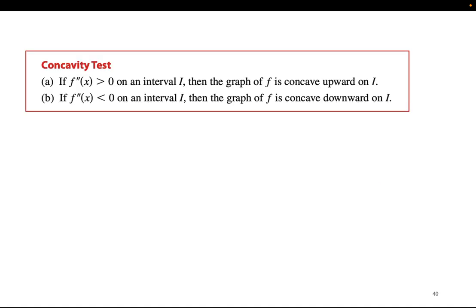So here's our concavity test. If f double prime is positive on the interval, then it's concave up. If f double prime is negative, it's concave down. So the second derivative tells you about concavity.